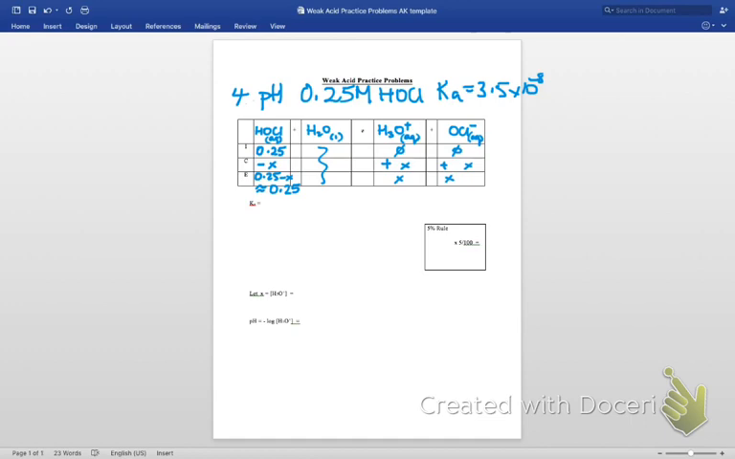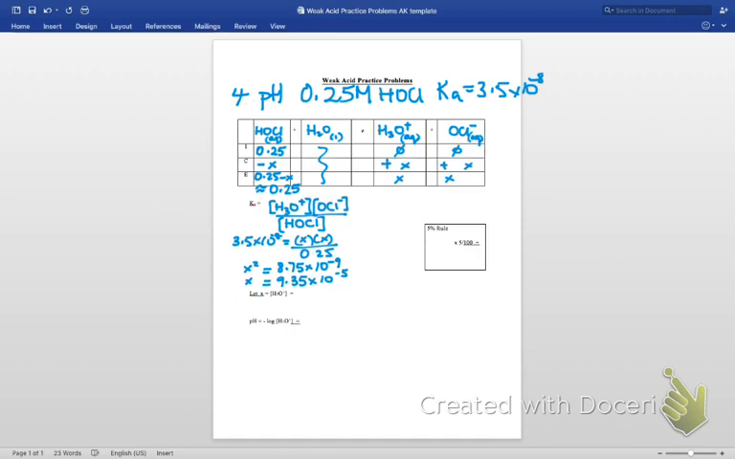Ka is equal to the H3O+ concentration times OCl- divided by HOCl. And that gives us 3.5 times 10 to the negative 8 is equal to x times x divided by 0.25, giving us x squared equals 8.75 times 10 to the negative 9, and take the square root, x is equal to 9.35 times 10 to the negative 5.